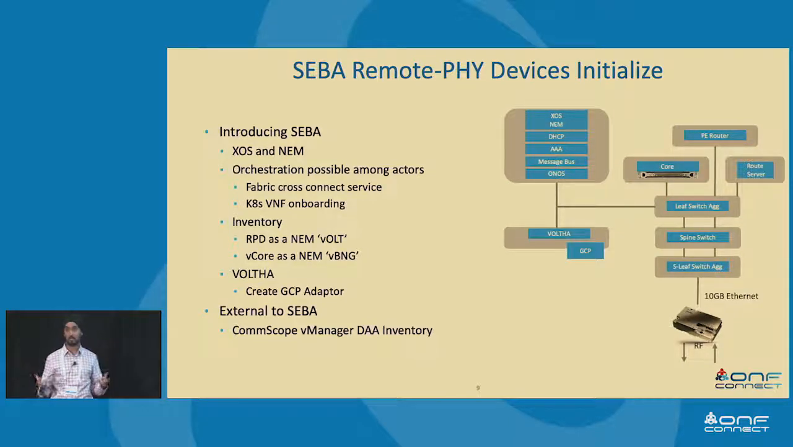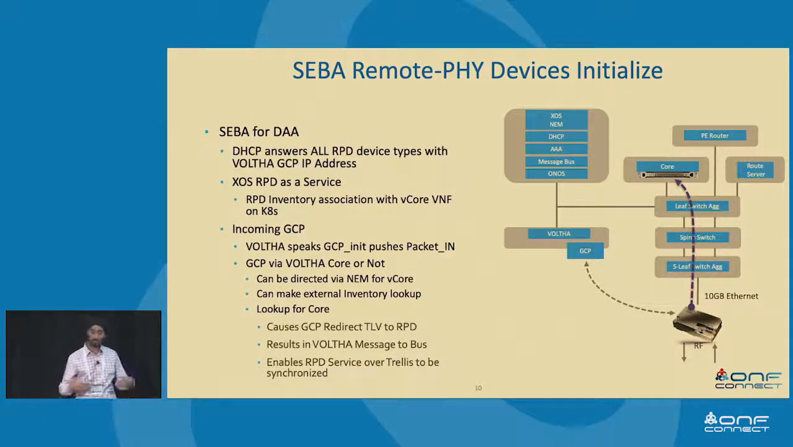VOLTHA is pretty extensible, so we thought an adapter would fit right into play, and we'd be able to extend that. We also want the ability to reach out to other config management systems, to be able to say, well, I've got inventory in my CommScope vManager tool, so I should be able to dip into that. So digging a bit deeper, looking at what Chris talked about, the DHCP comes up. DHCP tells you the IP address of the GCP adapter, and then off you go.